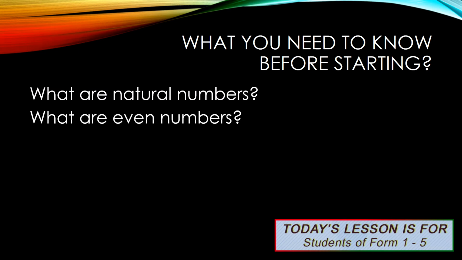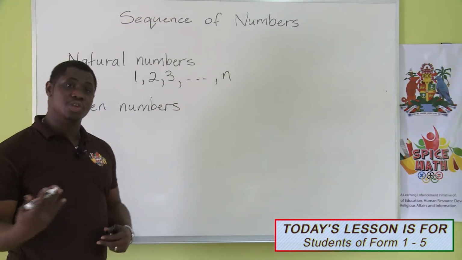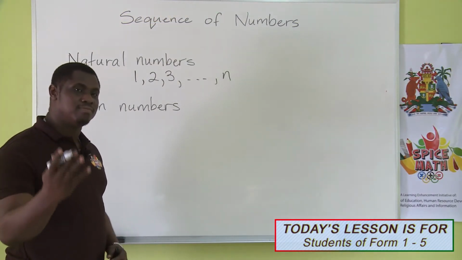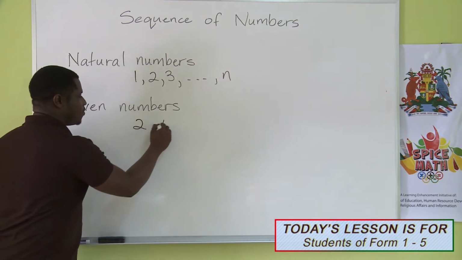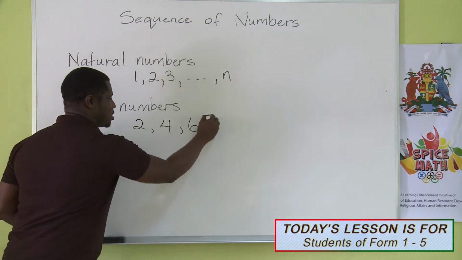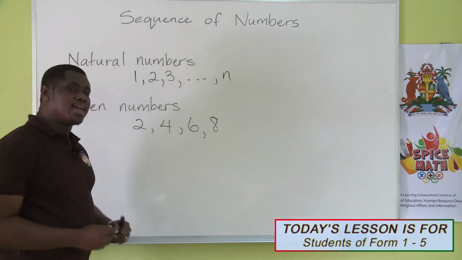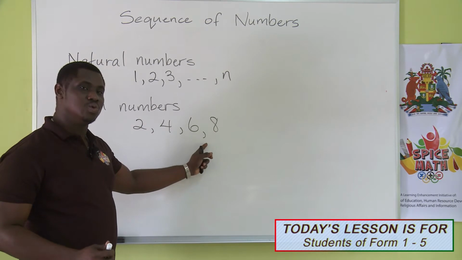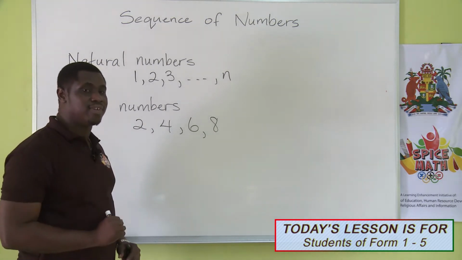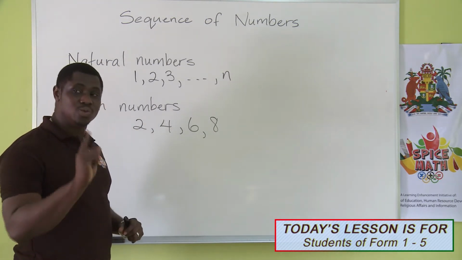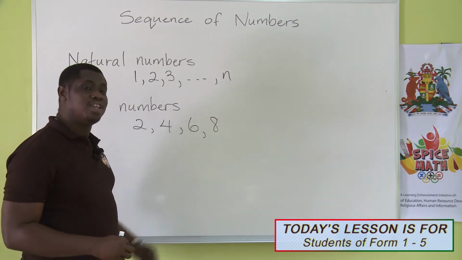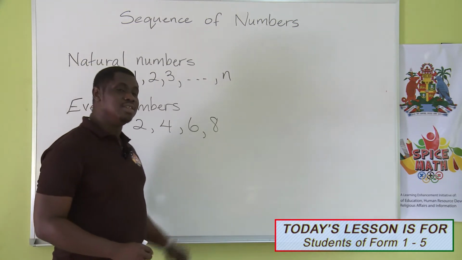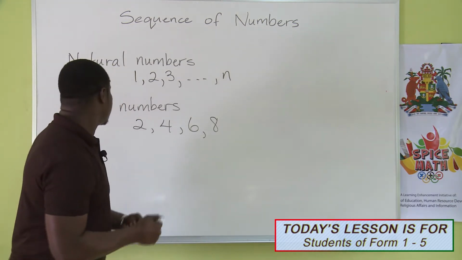Secondly, we need to know what are even numbers. And even numbers are numbers that can be exactly divided by 2. Examples of even numbers are 2, 4, 6, 8. Now, if we divide any of these numbers by 2, it gives us an exact value. For instance, 2 divided by 2 is 1, 4 divided by 2 is 2, 6 divided by 2 is 3, and 8 divided by 2 is 4.